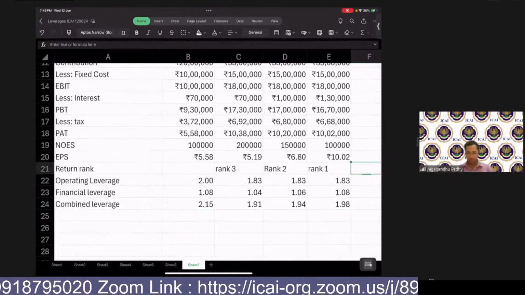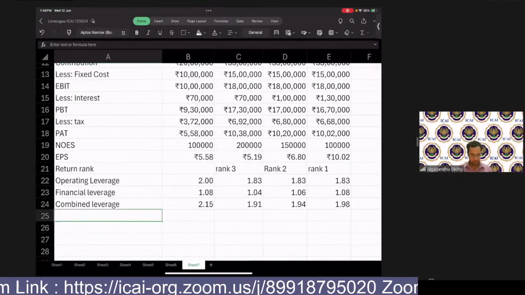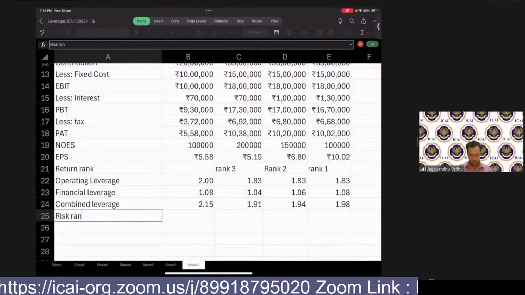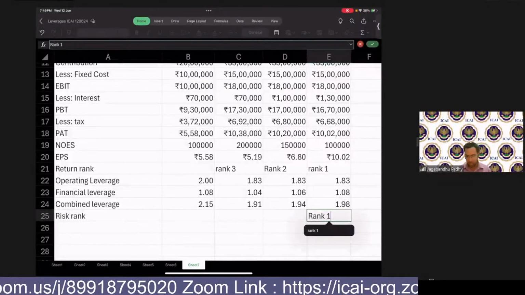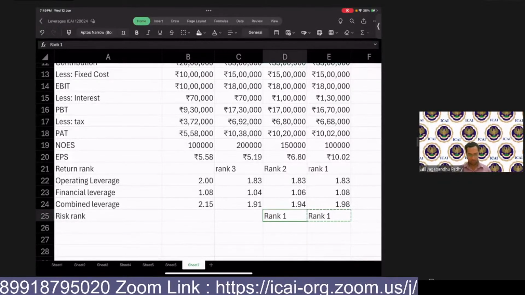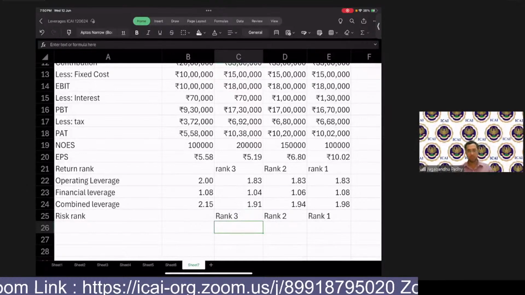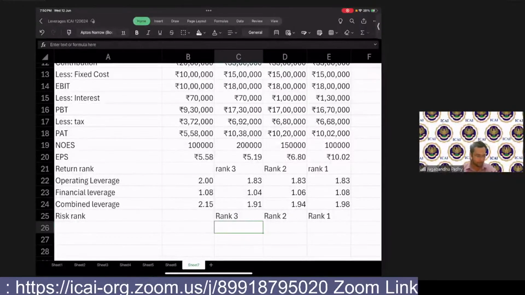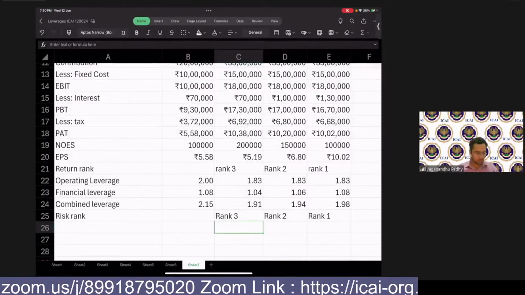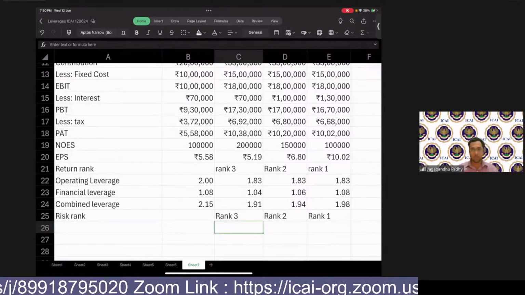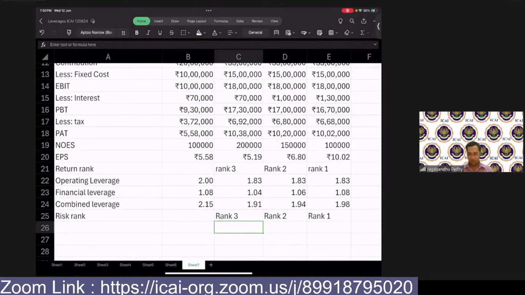Or if I ask you from the overall perspective, the risk point of view, banking as far as risk is concerned, this one is going to be rank one, this one rank number two, and this one rank number three. Are you getting these numbers?